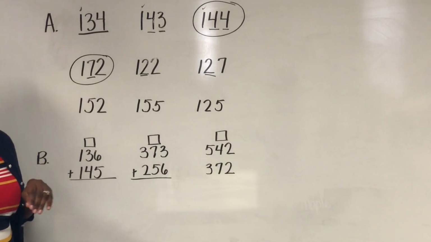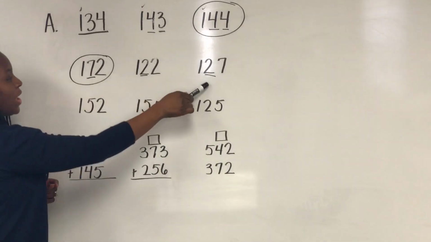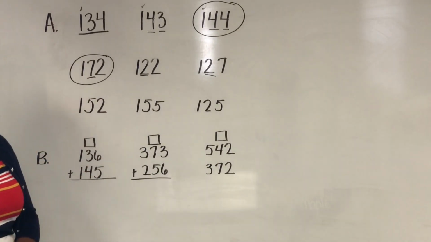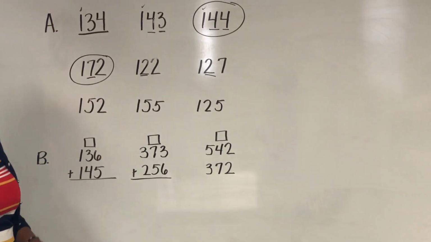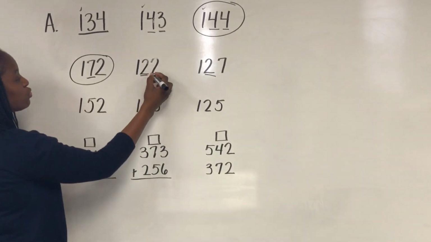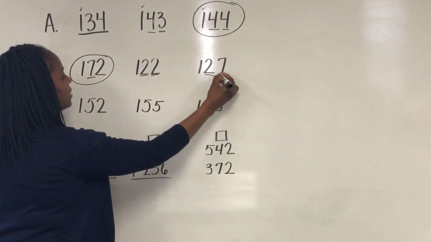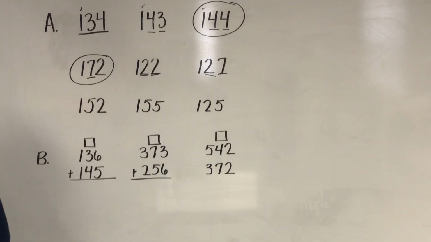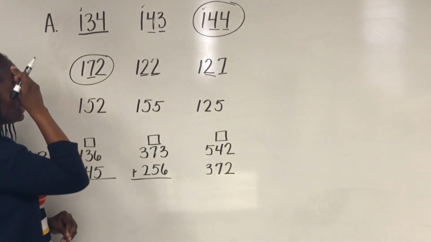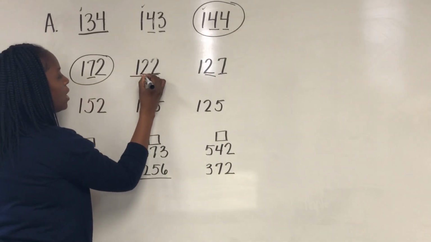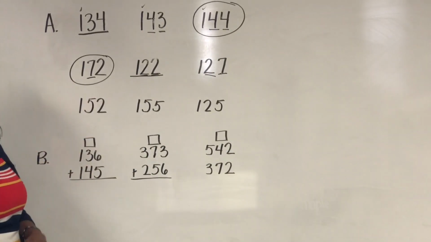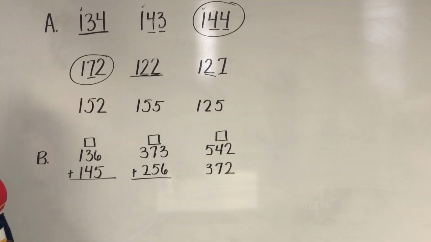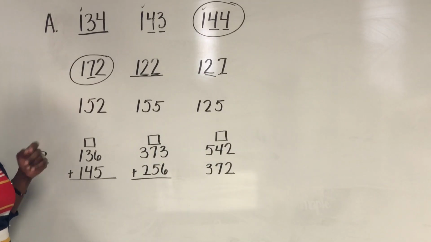Now we need to find which one is least. Both numbers have a 2 in the tens place. So therefore, we need to move on to the next place value, which will be the ones place, and compare our numbers. We have a 2 and we have a 7 there. Which one is least? 2 is less than 7. So therefore, 122 is the least number.